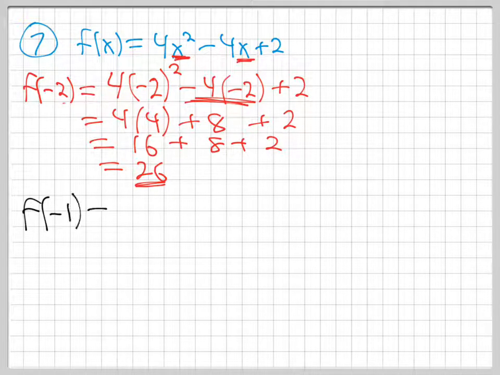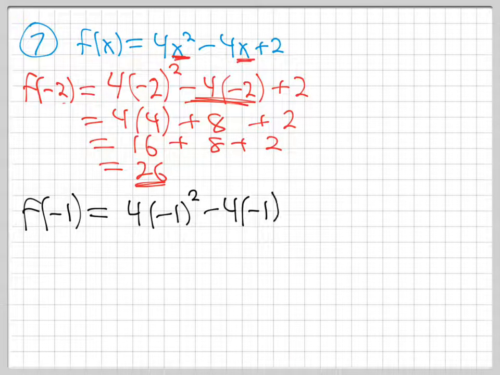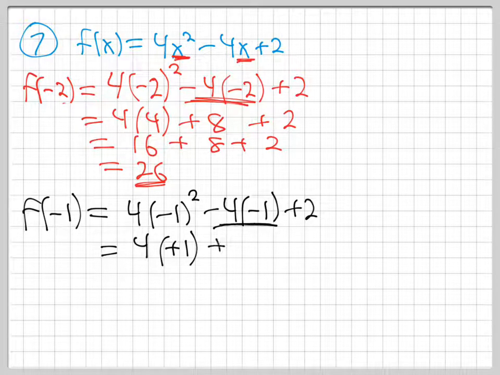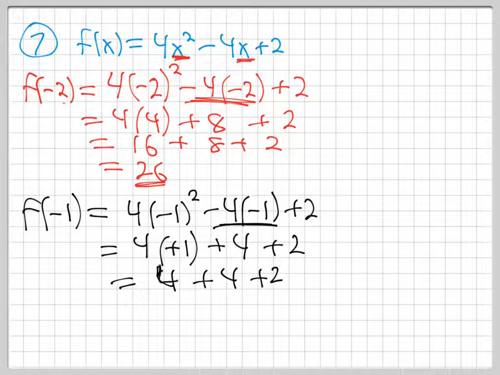The next one says f of negative 1. So same function, this time plug in negative 1. So 4 times negative 1 squared minus 4 times negative 1 plus 2. Yeah, so that comes out 4 times positive 1, right? Because negative 1 squared is negative 1 times negative 1, positive 1. Minus 4 times negative 1 is plus 4, huh? Two negatives multiply to be positive. Just use your calculator. 4 times 1 is 4, plus 4 is 8, plus 2 is 10. Right, and there's other ones, it'd be the same thing.